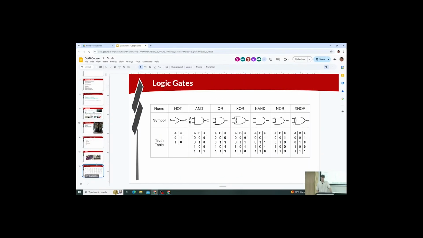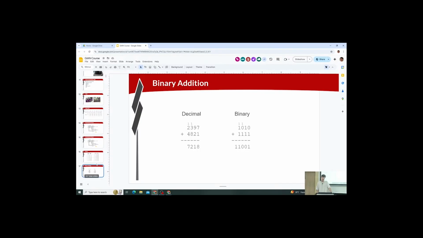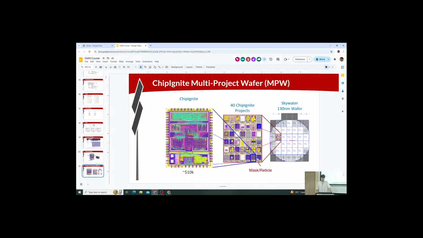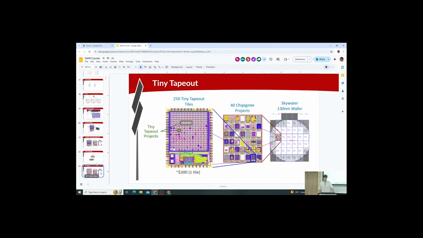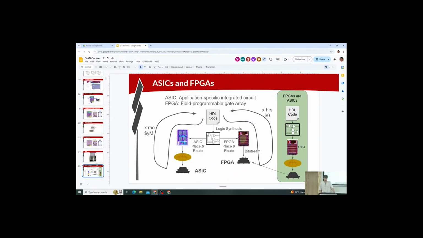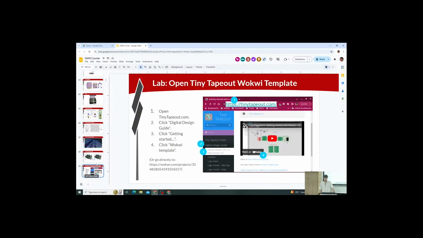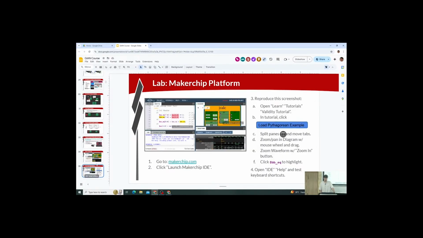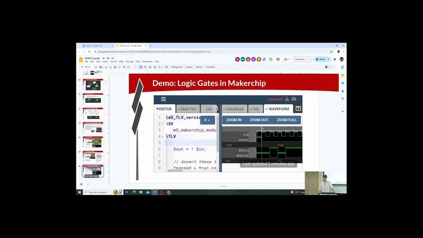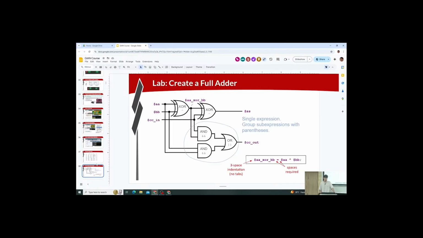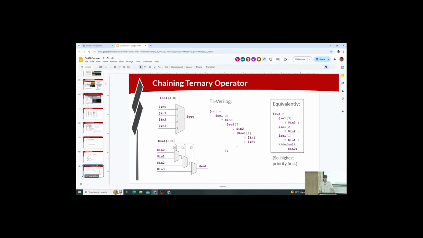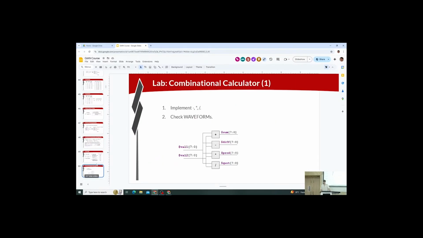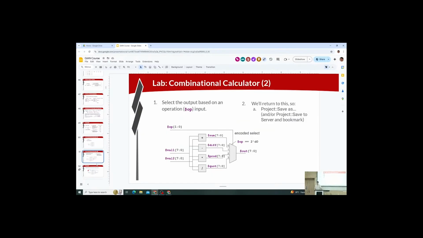So we did a quick review of what digital logic is all about, logic gates, composing gates, some arithmetic circuits, played around with NAND game, discussed Tiny Tapeout, FPGAs and ASICs, played with Wokwi and designed a circuit that way specifically for Tiny Tapeout, and then I introduced the Makerchip platform and transaction level Verilog, and we just did some basic combinational logic with TL Verilog. All right, and this is where we left.